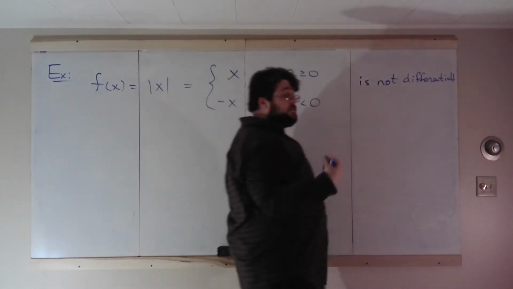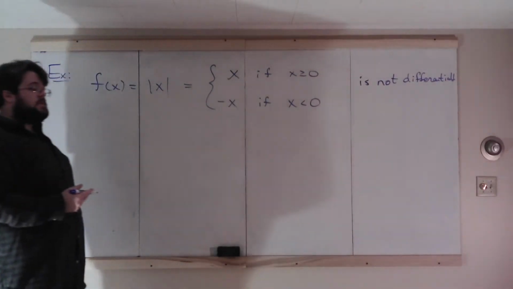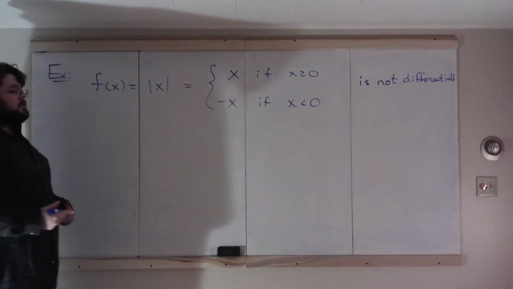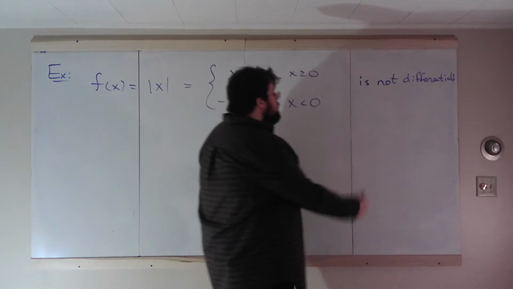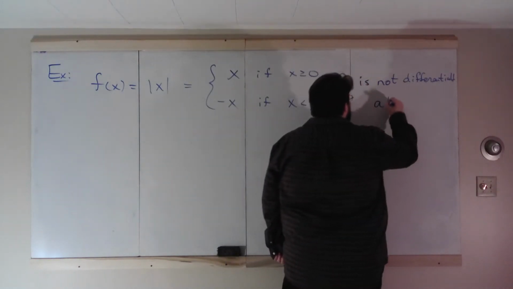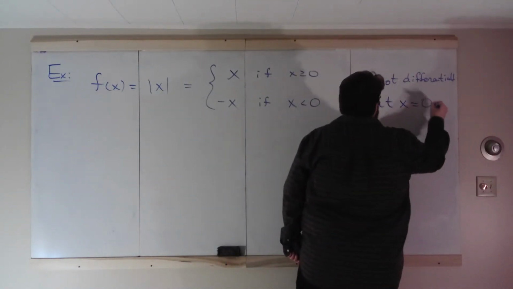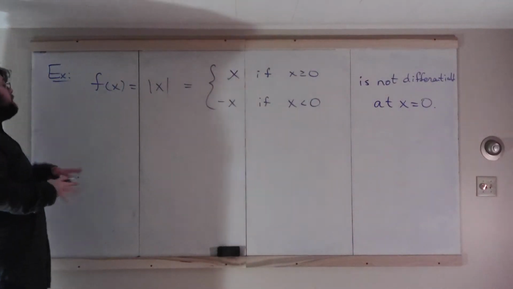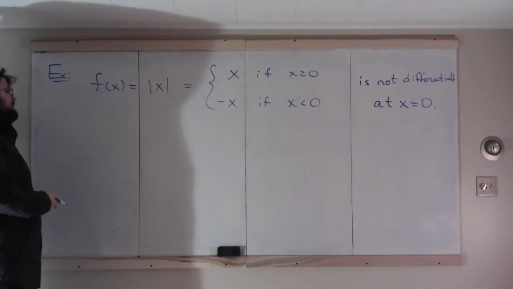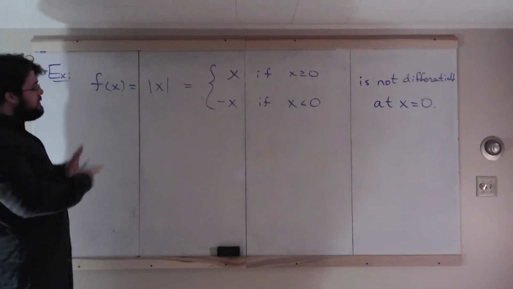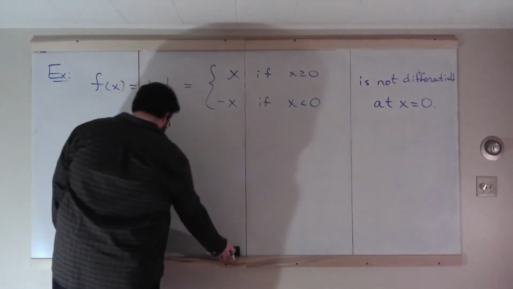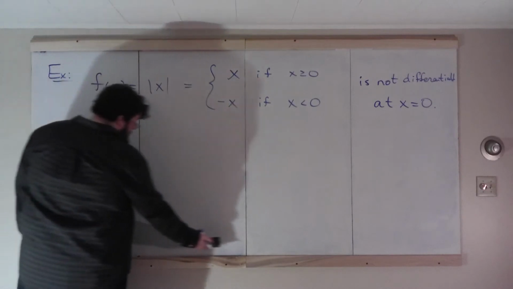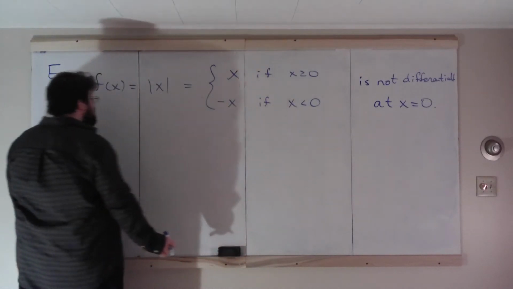To show it's not differentiable, we need to show the derivative does not exist at a point. We will show that it's not differentiable at x equals 0. And we'll show it a little informally. A more formal way of doing this is with the definition. I'm going to jump over that because I do not believe it is completely necessary, especially now that we have derivative rules.